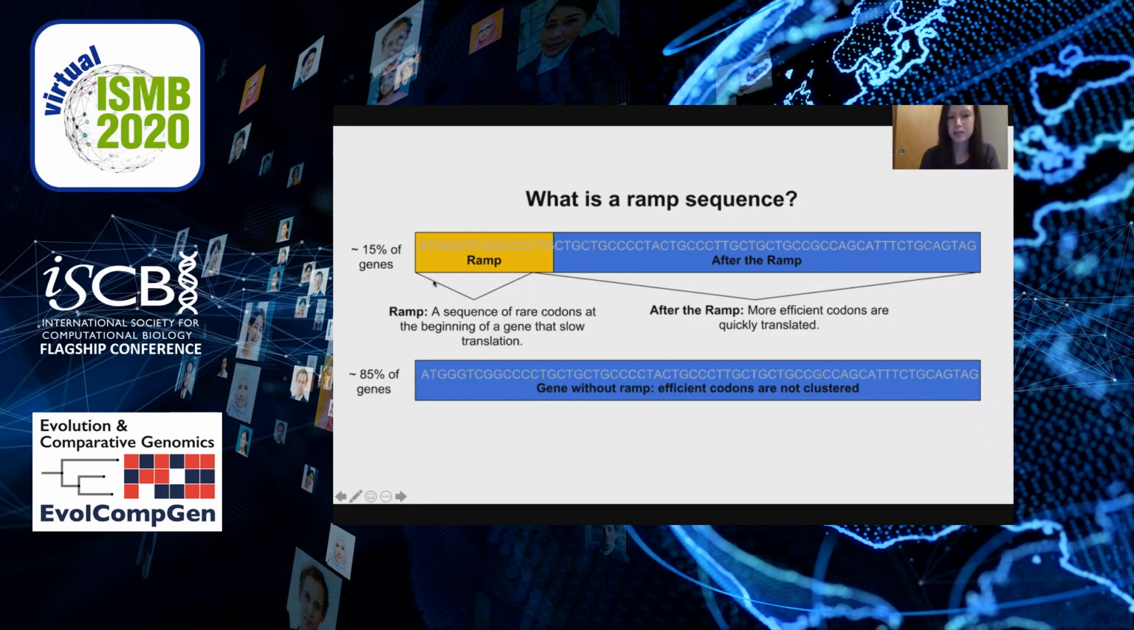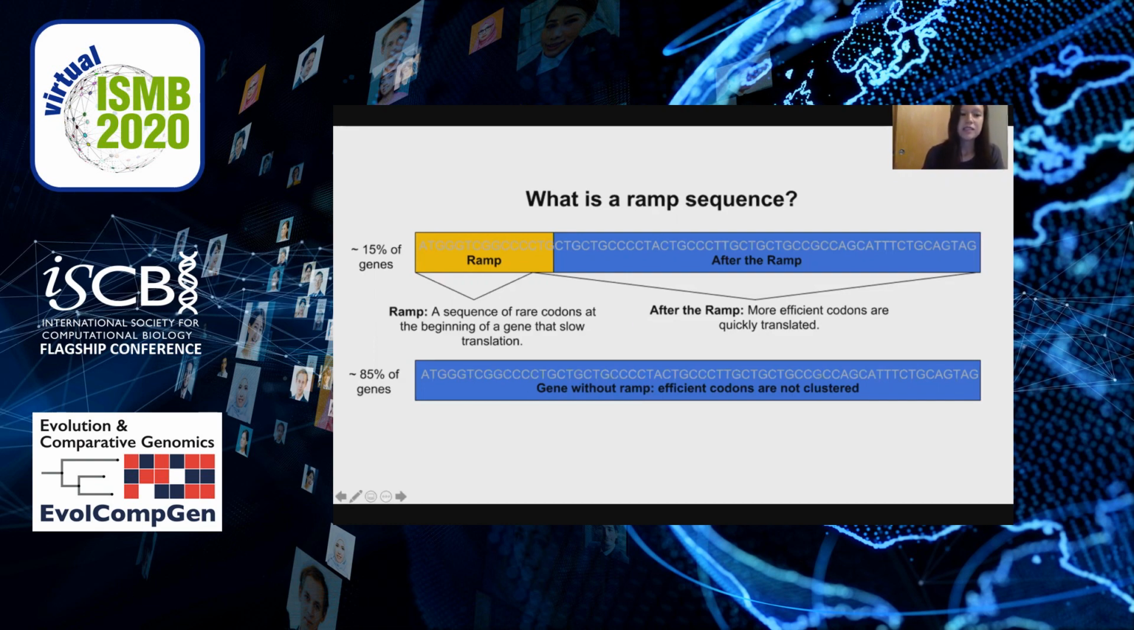This is especially important in highly expressed genes because as multiple ribosomes attach to the same gene to translate it, they'll move slowly throughout this beginning area, and it will reduce any possible ribosomal collisions, and it will also reduce translational errors.